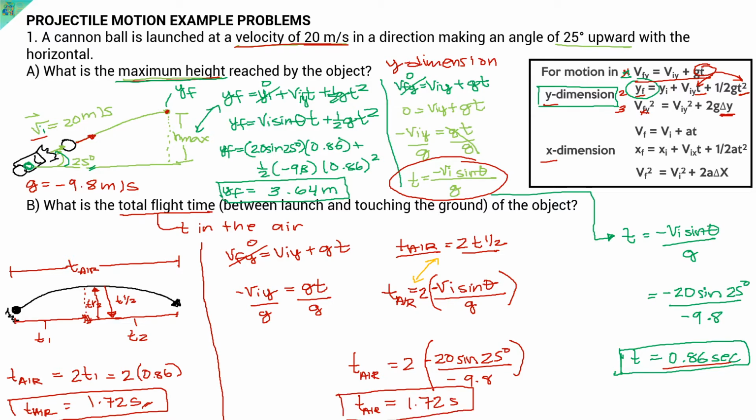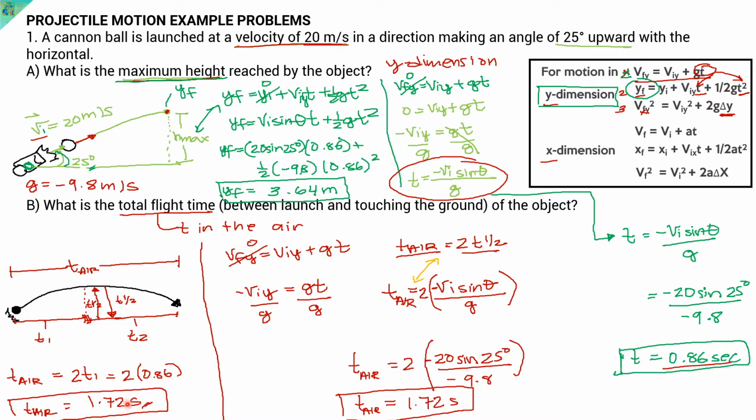Okay? Recap. You're asked to find out the total flight time or the time in the air. We have two strategies. First is the conceptual, which is the theoretical. Kumbaga ni-logic lang natin that if the 1/2 here took 0.86 seconds, we just multiply that by 2. So you're going to have 1.72 seconds.